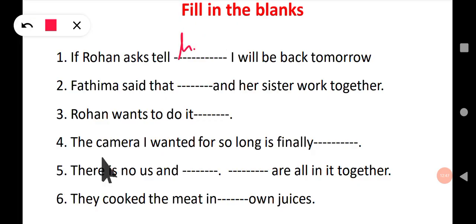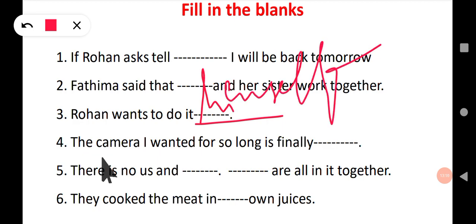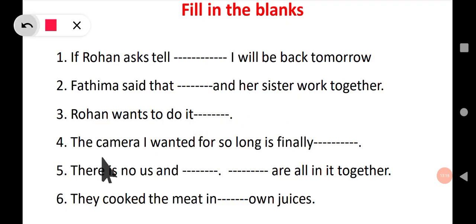That is one. Next, Fatima said that dash and her sister work together. Who? She. Okay. She and her sister work together. Next one. Rohan wants to do it dash. Do it himself. Here you will get a reflexive pronoun. Rohan wants to do it himself. That means he wants to do all by himself. Next one. The camera I wanted for so long is finally mine.